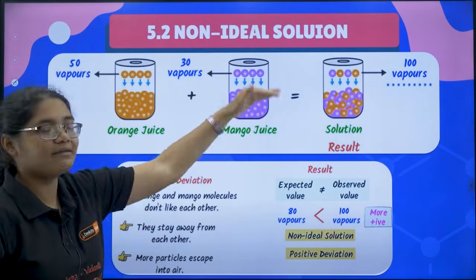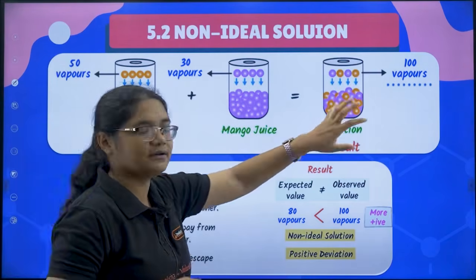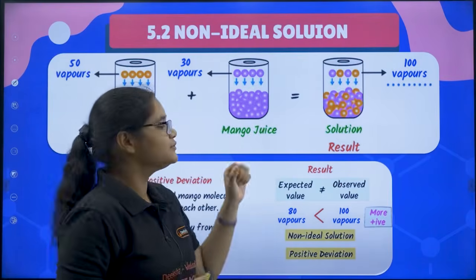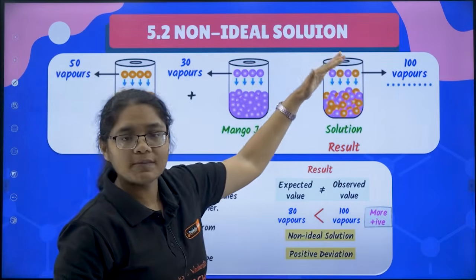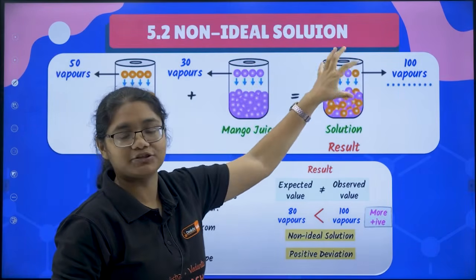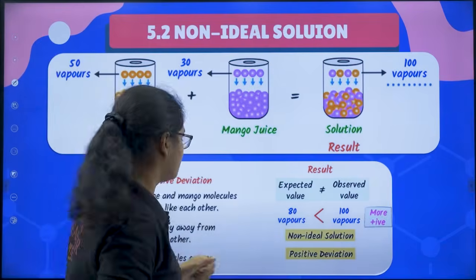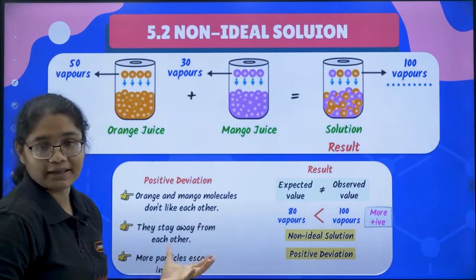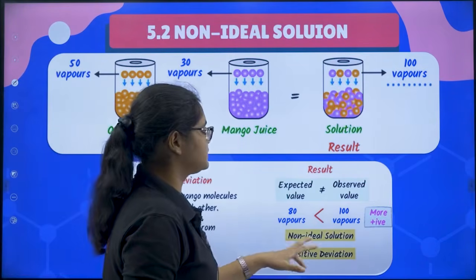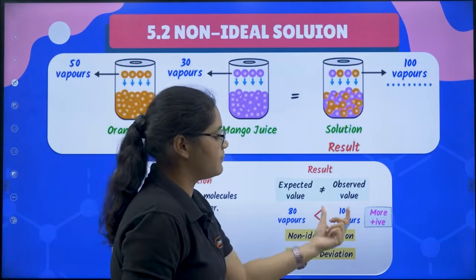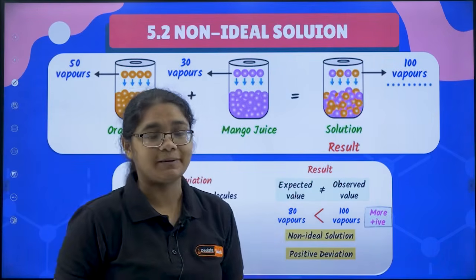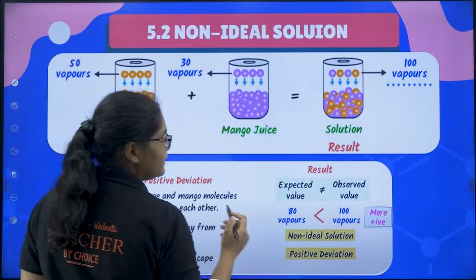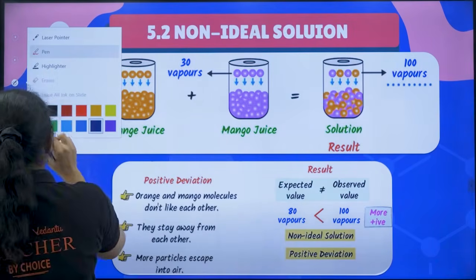They want to go far away from each other. So what will they do? They will evaporate. They cannot be in this closed space. They want to get rid of this orange juice, and get rid of this mango juice. So they will evaporate more, and once they evaporate more, the vapor pressure created here will be more. They stay away from each other and more particles escape into the air. So this type of deviation is called positive deviation, where the number of vapors is more than the expected value. So here what equation can I write? Let me write here somewhere.